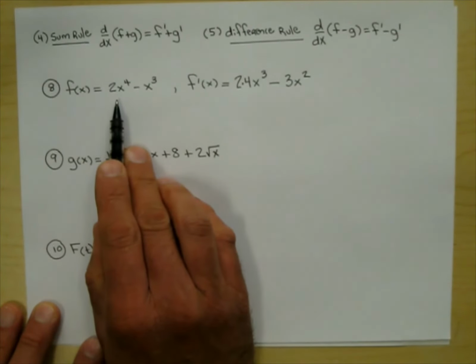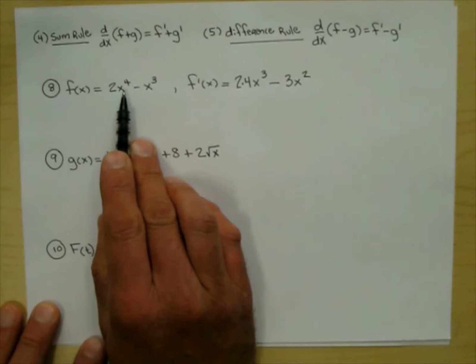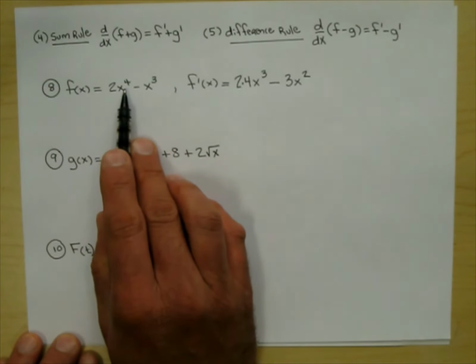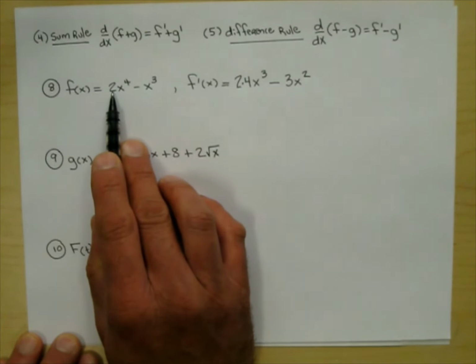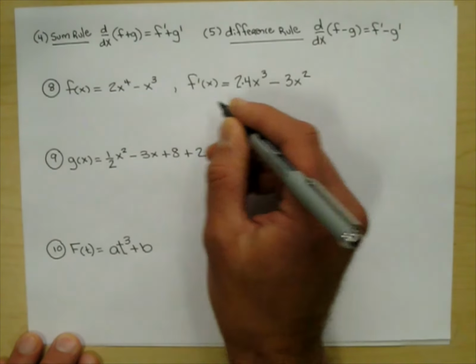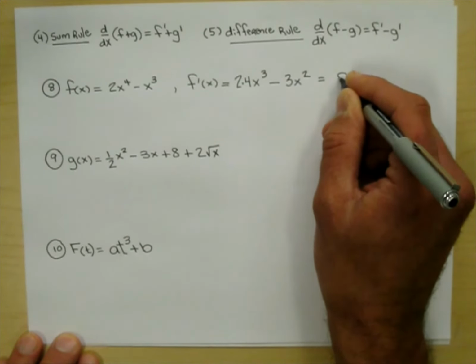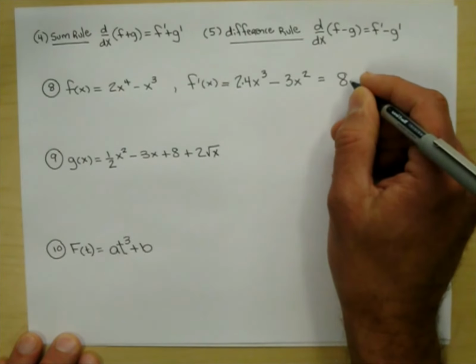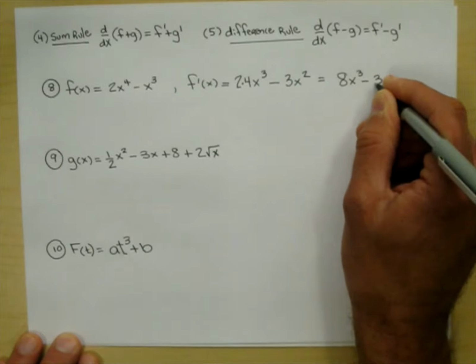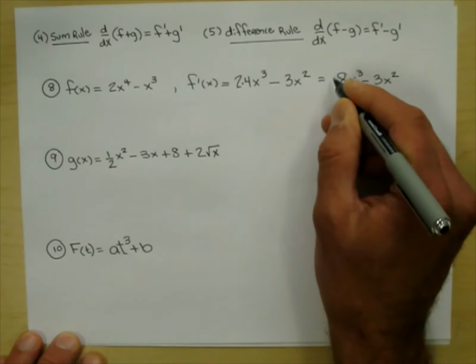Oh, by the way, next time I take the derivative of something like 2x to the 4th, this is that rule we were saying, the constant multiple rule. Next time I'm just going to go ahead and multiply the 4 by the 2 and just write it as 8. But I didn't do that this time. So what do we have? This is going to be, I'm doing it right now, 8x cubed minus 3x squared.